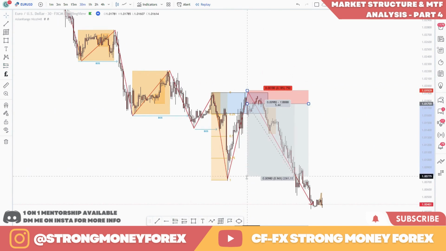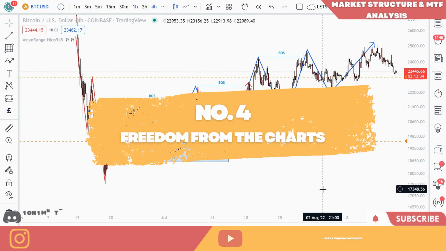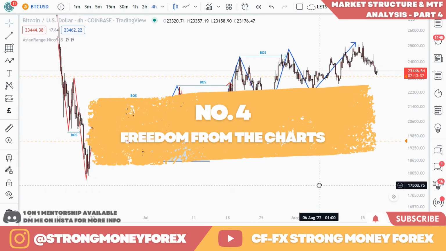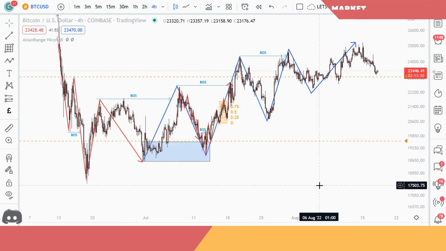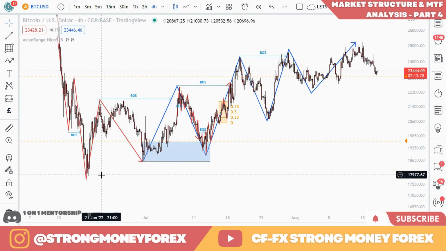Okay, it really is as simple as that. And that leads us on to point 4. So point number 4 is how we can develop a bit of freedom from the charts. Okay, so we're not spending hours. It's really simple. We can draw in our zones.